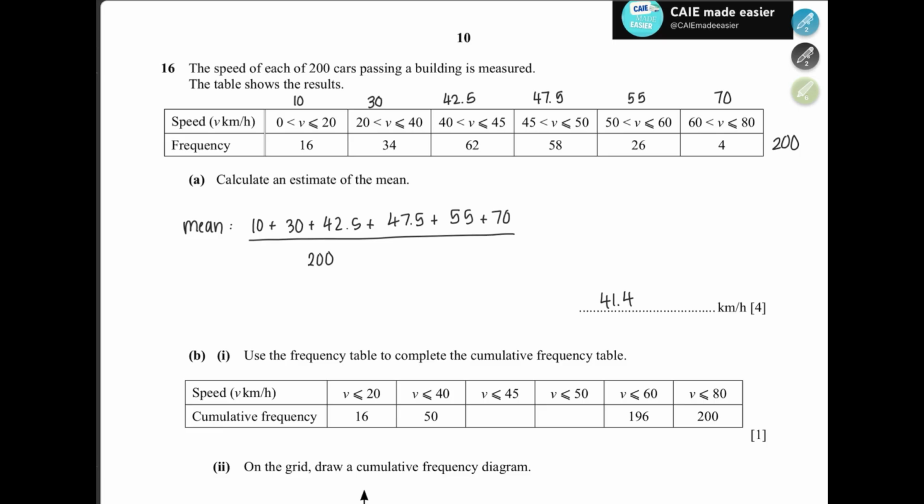Now, use the frequency table to complete the table. So that means when we have the frequency here and we need to find cumulative frequency. First, we have 16. 16 is 16. Then 16 plus 34 gives us 50. Now, 50 plus 62 is going to give us 112. Now, 112 plus 58 is going to be 170. Then 170 plus 26 is going to be 196. 196 plus 4 is going to be 200. So that shows that it is correct.